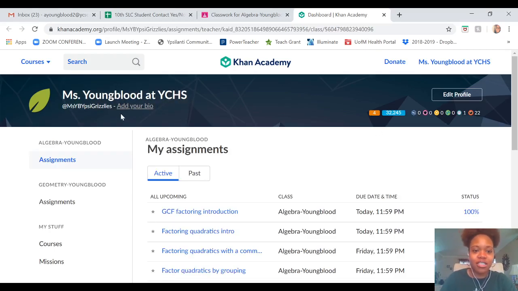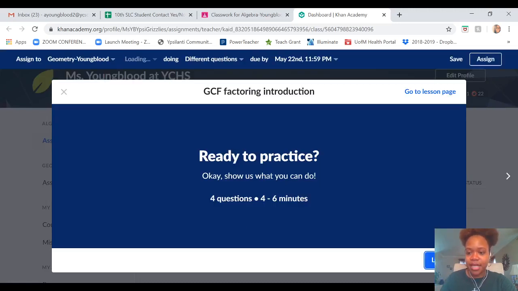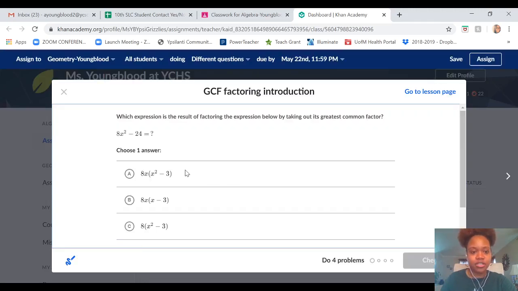If not, make sure you're logged in with your school email, whatever email that you use to sign up for my Khan Academy class. And also make sure you are in the correct class. So we're in algebra right now. We should be looking at our algebra assignments. And the first assignment I'm going to go through with you guys is GCF Factoring Introduction. The assignment is only 4 problems, so let's start with the first one. I'm going to copy this over to my sketch pad, and I will be right back.